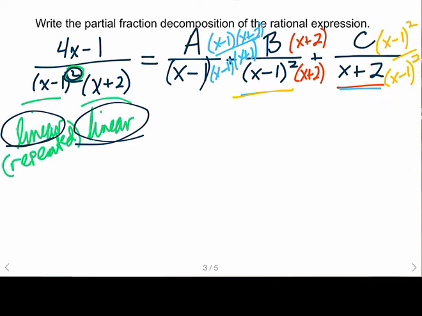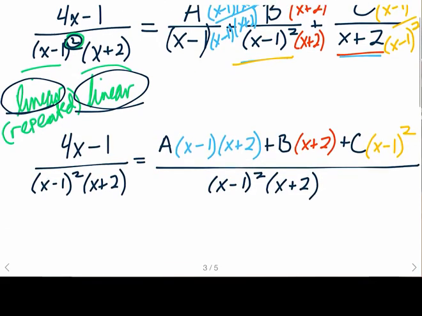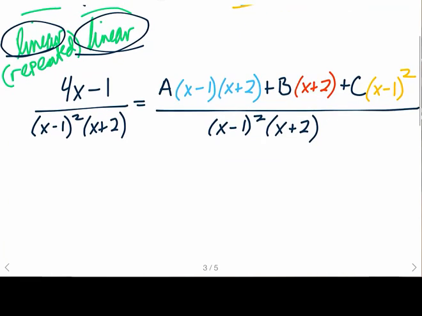If we were going down the wrong road, then make sure you have this as your fractions. And then now let's go ahead and combine the fractions on the right hand side, but let's hold off on multiplying. Don't multiply anything out just yet. Okay, yeah, not a lot for that step. What we have is (4x minus 1) over (x minus 1) quantity squared times (x plus 2), our original fraction, is equal to A times (x minus 1) times (x plus 2) plus B times (x plus 2) plus C times (x minus 1) the quantity squared, all over the common denominator (x minus 1) the quantity squared times (x plus 2).